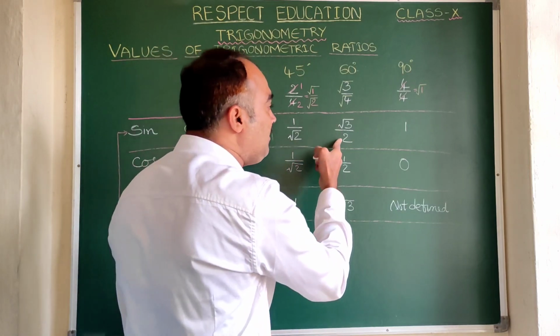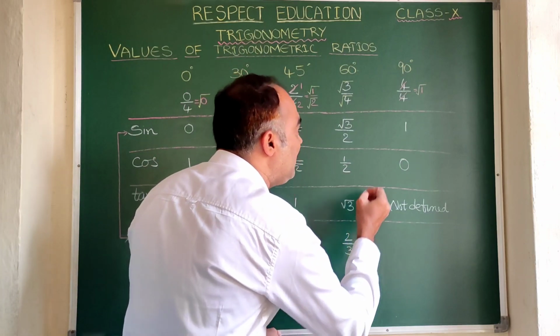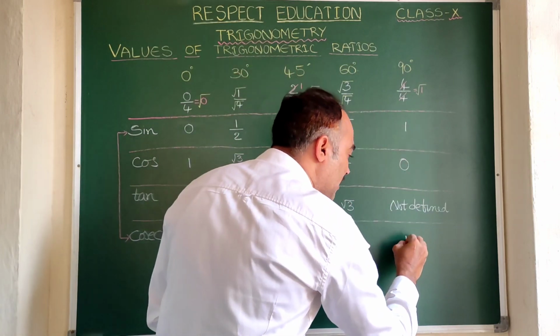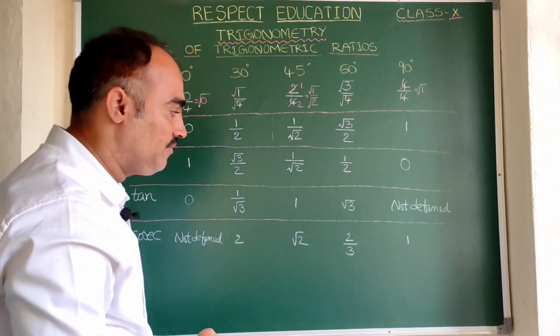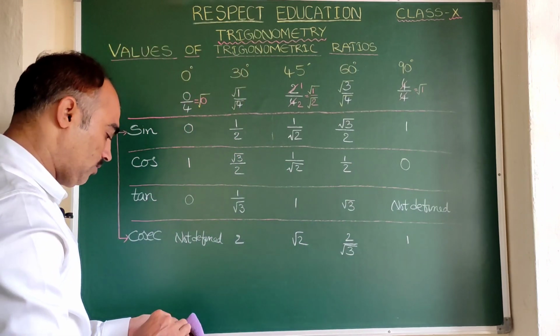Same way, root 3 by 2, make it reciprocal: 2 by root 3. Now here 1, make it reciprocal. 1 only, 1 by 1 is 1. So here it is 2 by root 3. This is 2 by root 3.